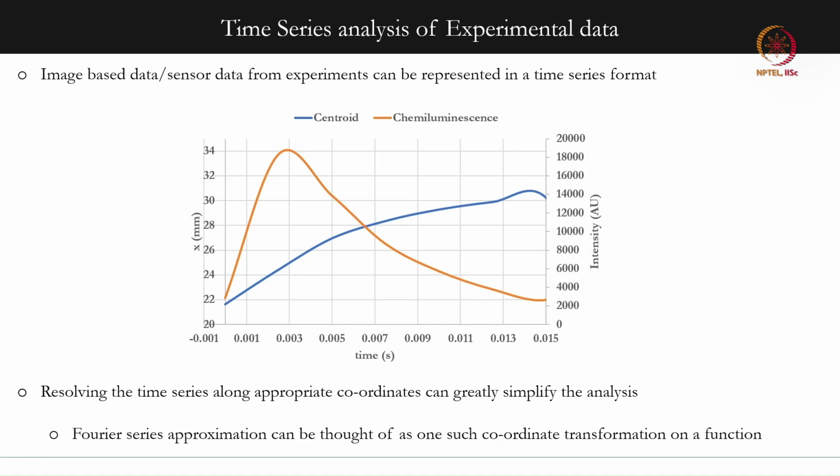Such time series signals can also be directly obtained if we use sensors. Say if we use a pressure sensor or a thermocouple, we directly get time series variation of these parameters at a specific location in the flow field.